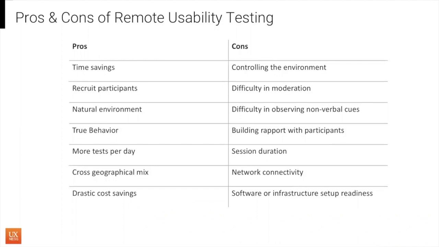Also, it has some issues related to network connectivity. Imagine a case where you have to engage a participant for usability testing who is from a rural side or an area where network connectivity is an issue. Then it becomes an issue for you to conduct these kinds of sessions.